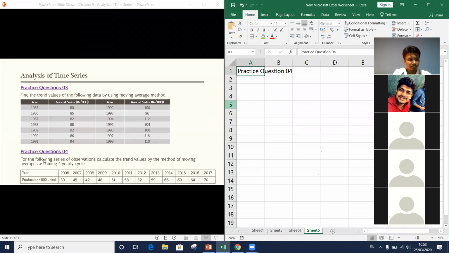Again, for the following series of observations, calculate the trend values by the method of moving averages assuming 4 yearly cycle.